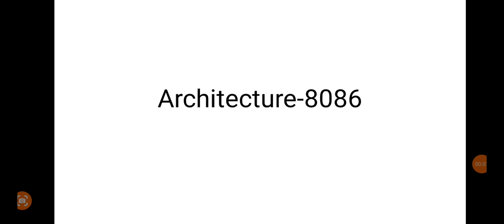I am going to discuss the architecture of 8086. 8086 is a microprocessor. It fetches the instruction from the memory, decodes it and executes it. It is unlike a microcontroller because it has no memory and peripheral devices inside it.